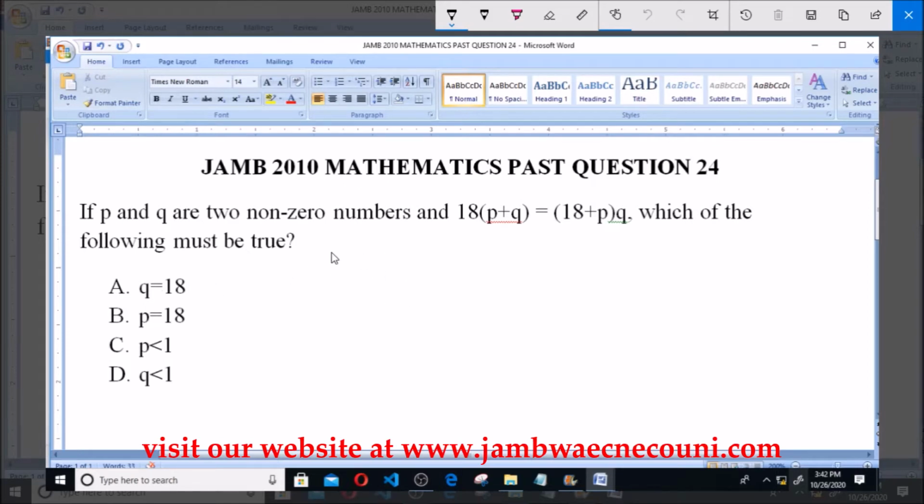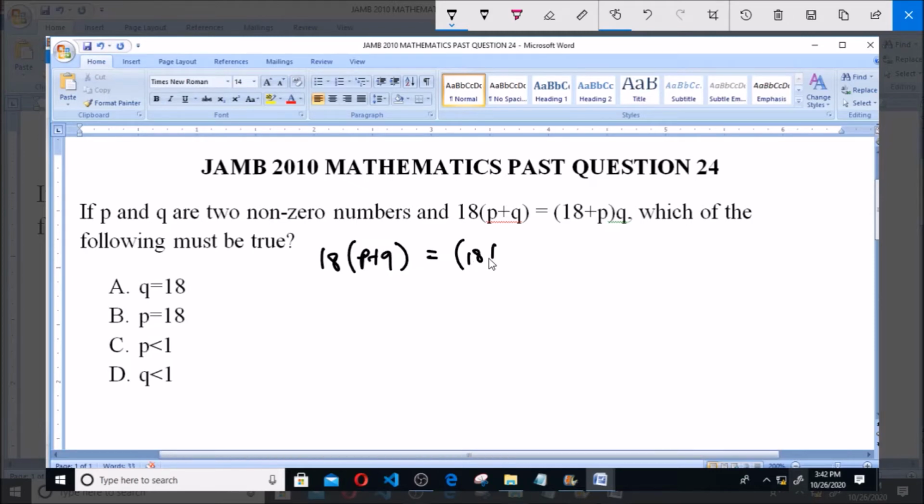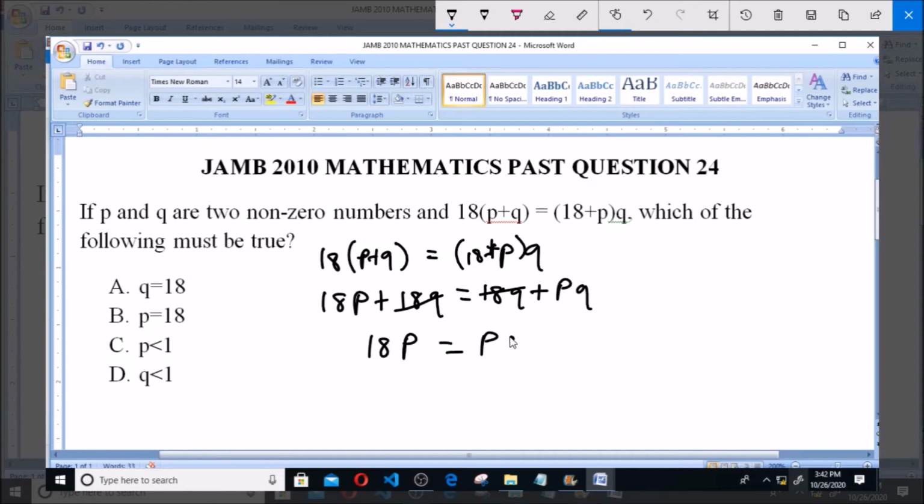Now we're given that 18 into (P plus Q) is equal to (18 plus P) in brackets, then Q outside the bracket. Now opening this, we'll have 18P plus 18Q is equal to 18Q plus PQ. Now looking at this, we can simply say that this 18Q, we cancel this 18Q here. So we have 18P is equal to PQ.